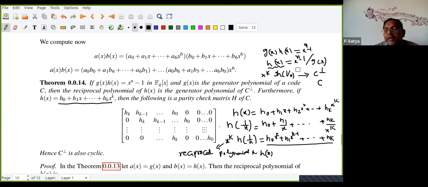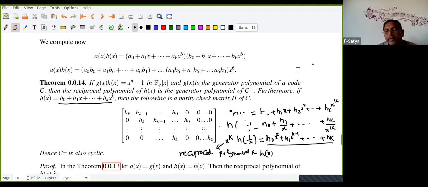And the matrix generated by this one is called the parity check matrix for C. Right? These are just stated facts, but we need to prove them. For that, I want to tell you one small example. I will explain what is going on here, so that you will understand everything.